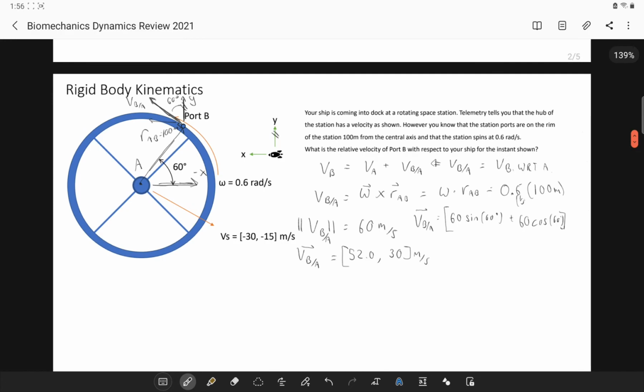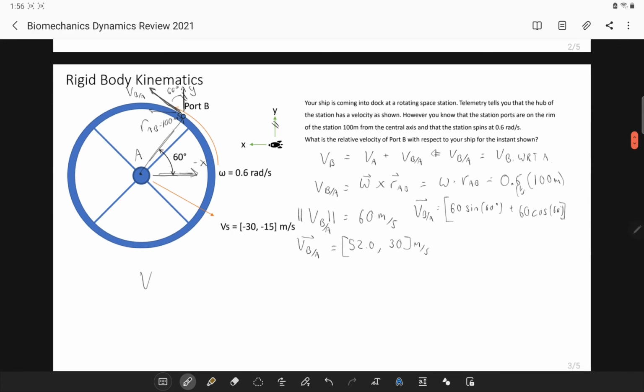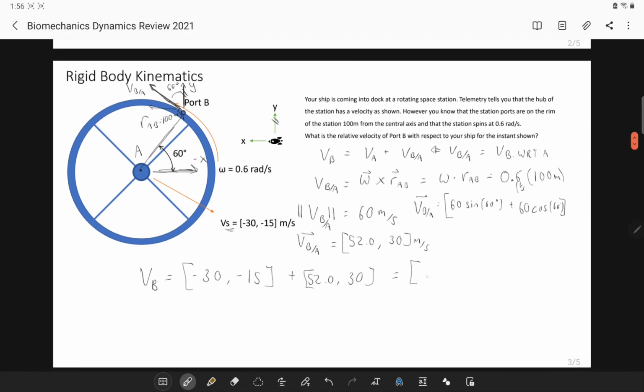We go back to our first equation. The velocity of B is equal to the velocity of A, which I have as Vs down here, but that's the same as V_A. So we have negative 30, negative 15, plus the velocity of B with respect to A, 52, comma 30. And so we get the total velocity as 22, comma 15 meters per second.